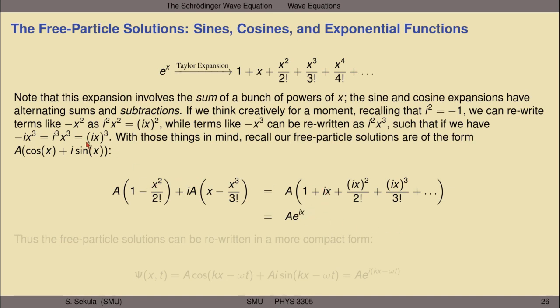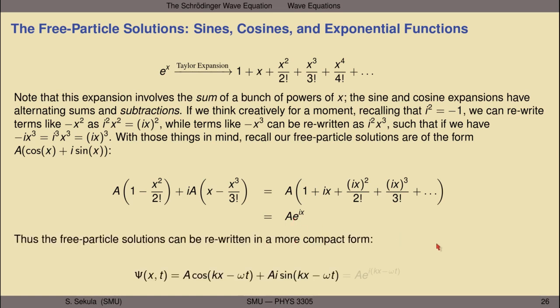The argument of the cosine and sine was x, but combining them in this way with a multiplicative i in front of the sine term, we get to rewrite that sum as A e to the i times x, the original argument of the sine and cosine function. So we've traded a real valued function for a complex function, but it's a much more compact notation than what we had before. And this allows us to rewrite the free particle solutions in this more compact form as A times e to the i times the quantity kx minus omega t. And this is a little bit easier to carry around on a piece of paper than the sums of sines and cosines with the imaginary number i in only one of the two terms.